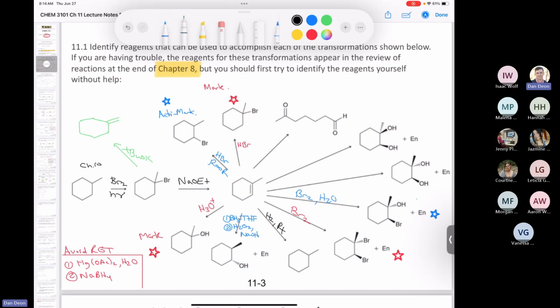Okay, moving on, we have dihydroxylation. So we have anti-dihydroxylation, and then we have syn dihydroxylation. Well, if we want to do anti-dihydroxylation, it's two steps. The first step is going to be MCPBA, and the second step is going to be H3O plus. I only expect you to be able to do the mechanism for the second part, okay, not the first part.